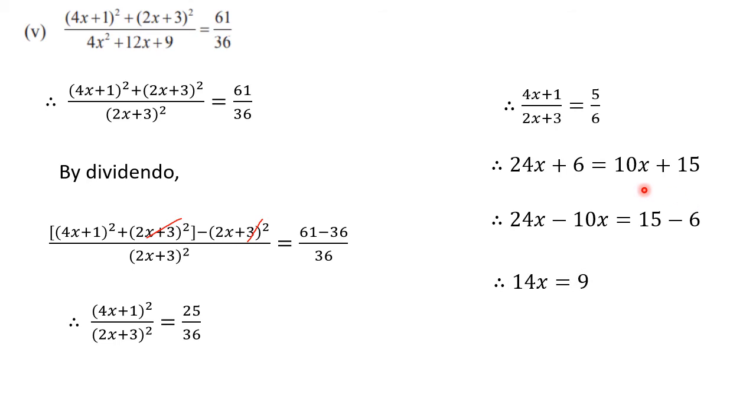See, 10x is shifted here. So 24x minus 10x is equal to 15 minus 6. So we will get 14x is equal to 9 and therefore x is equal to 9 upon 14. This is our answer. So please copy it down, solve it again, and practice so that you can understand it better. Now let's go ahead.